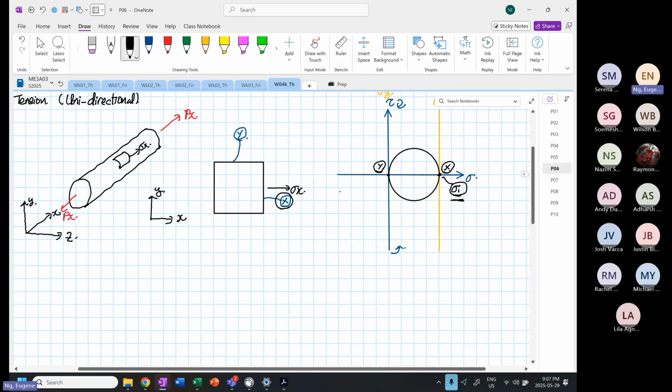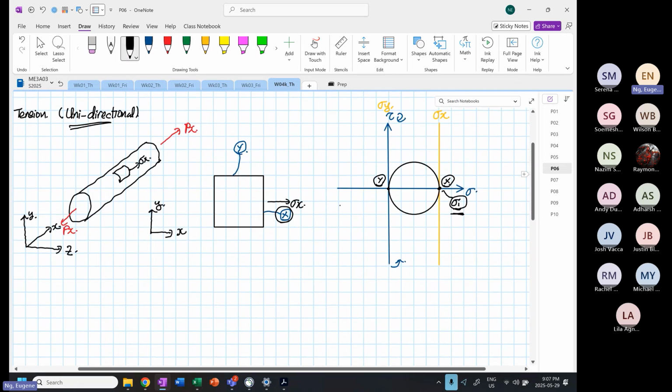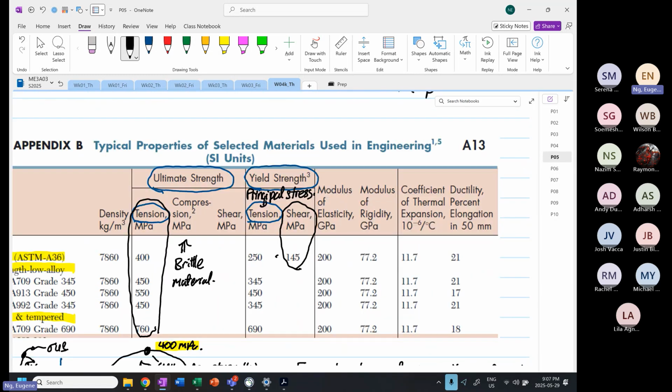Are we clear? So when we test our material under unidirectional loading, it can be tension, it can be compression, we are measuring the principal stress. So all the material handbooks that you will see, like tables like this for the yield strength, it is our principal stresses. Whatever we see from the handbook is principal stress.